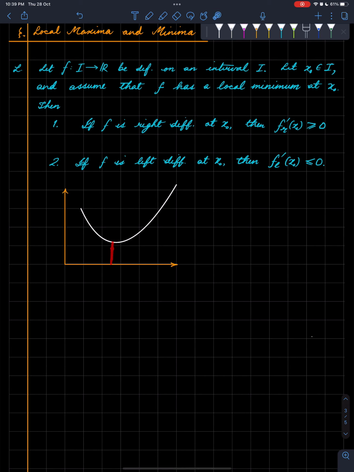And here we have a local minimum. So then, as you can see, in this picture the derivative is actually 0 because, suppose your function was differentiable at x naught and x naught was an interior point, then what would we have? We would have that the right derivative is non-negative, the left derivative is non-positive, but if f is differentiable, then these two things are equal, so both of them have to be 0.